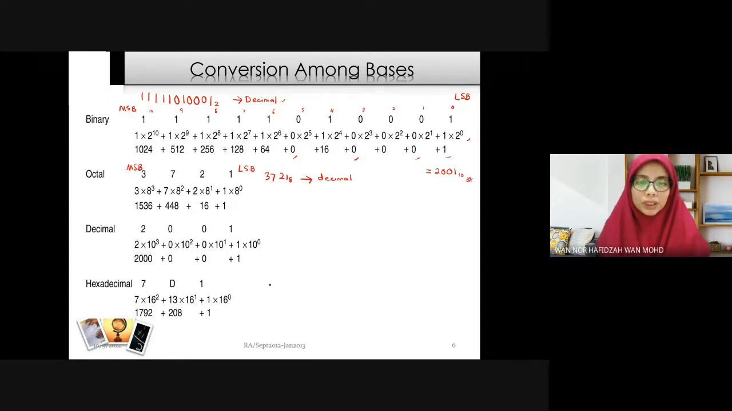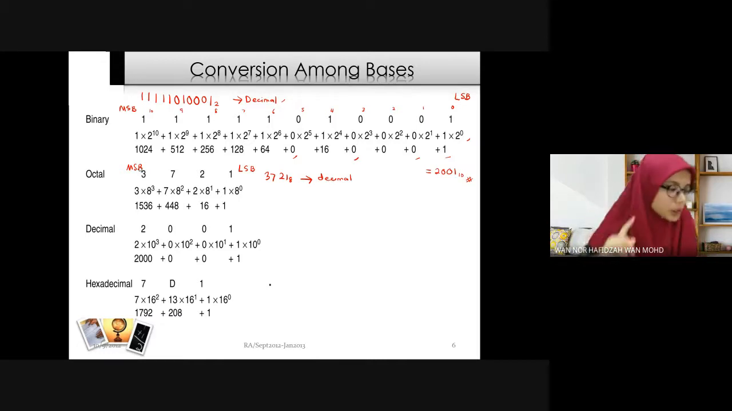Madam, I don't remember. For base 2 it's okay, I still remember the power of 8 equals 256, and the power of 10 I know is 1024, but what about octal? Should I remember everything? Should I memorize everything? Oh no, you can use your calculator.